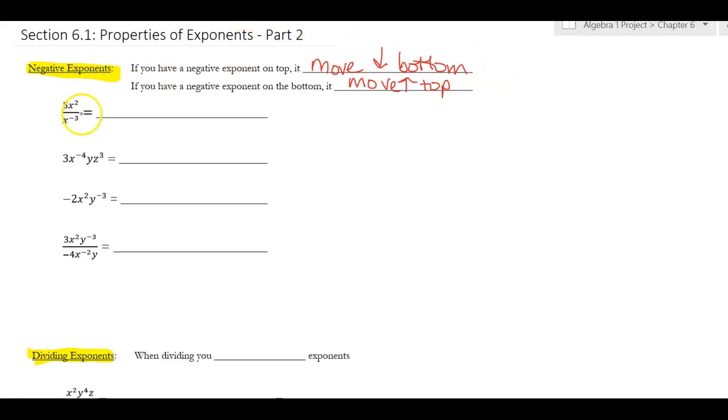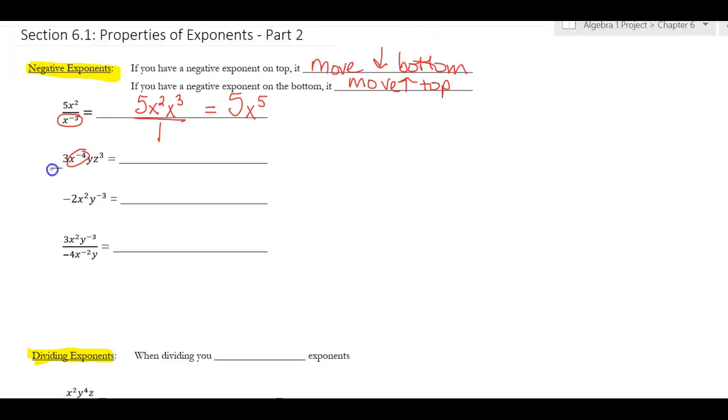All right, so let's look here. So this has a negative exponent, so that has to move to the top. So this becomes 5x squared x to the third, all over 1, because there was nothing else there. So really, I don't need that over 1 anymore, so I'm just going to simplify it, and this becomes 5x to the fifth.